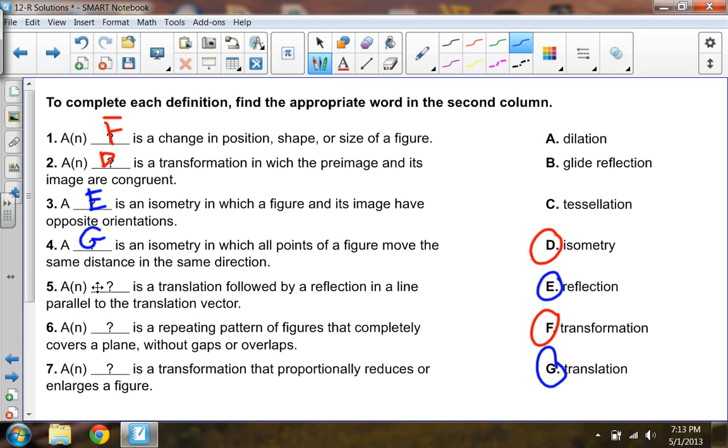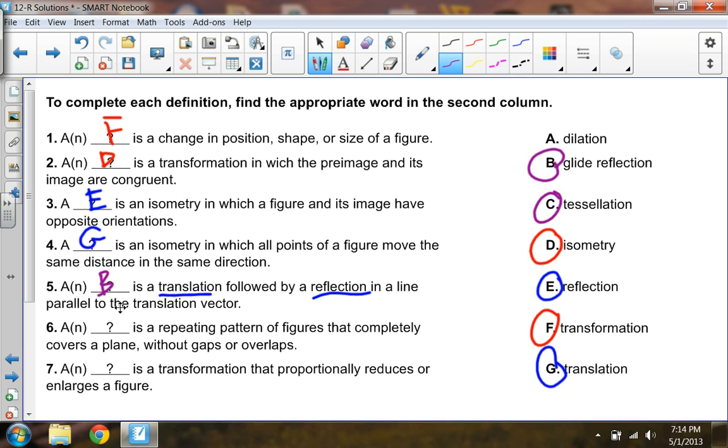Okay, number 5. A blank is a translation followed by a reflection in a line parallel to the translation vector. We'll talk about the translation vector later, but a translation followed by a reflection is the one transformation that's different because it has 2 things. That's a glide reflection. That's B. Number 6, a blank is a repeating pattern of figures that completely covers a plane without gaps or overlaps. We learned that was a tessellation.